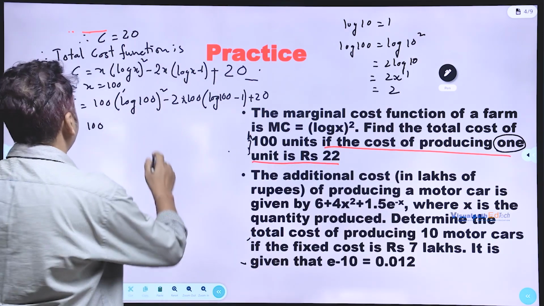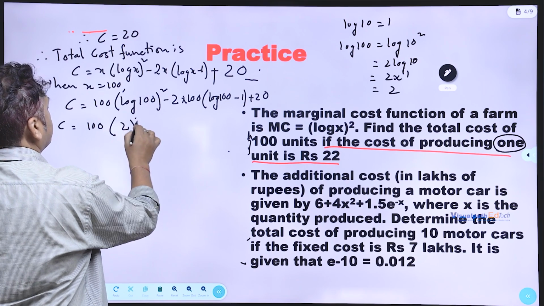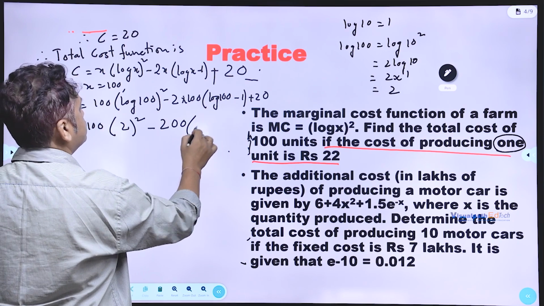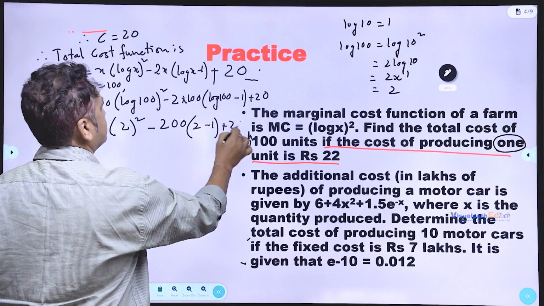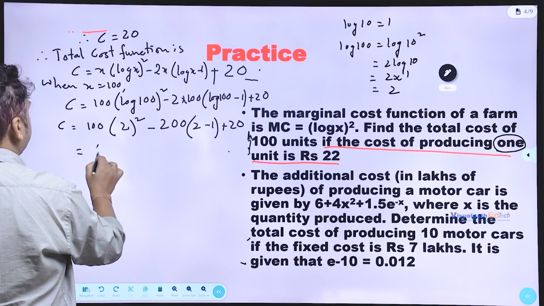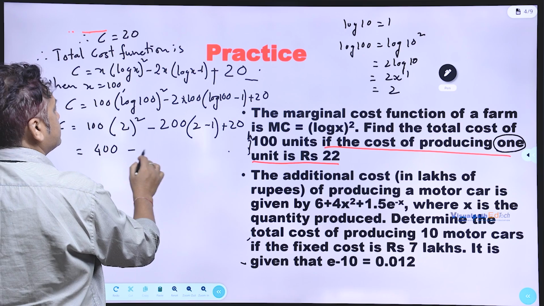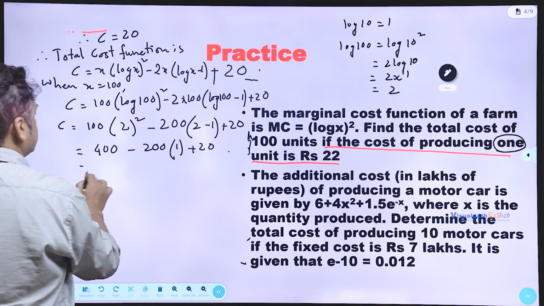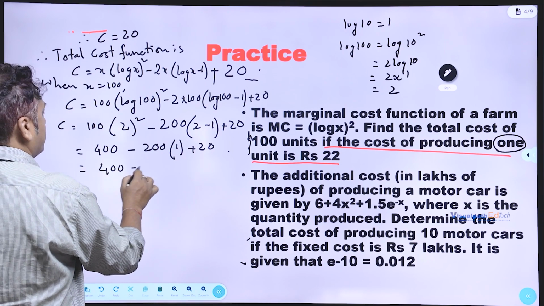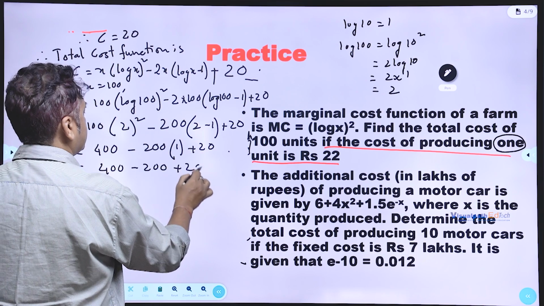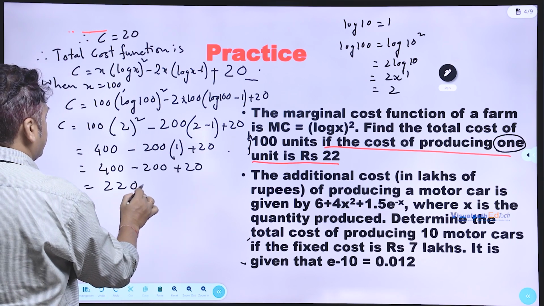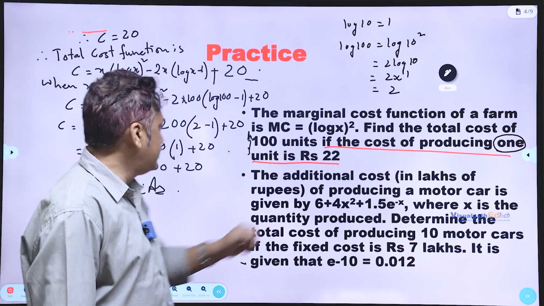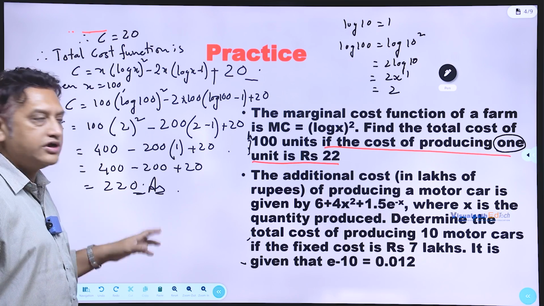Okay. So wherever we have log 100, we will write 2 square minus 200 into log 100 is 2 minus 1 plus 20. This is 400 minus 200 into 1 plus 20, which is 400 minus 200 plus 20. In other words, we will get 220. And that is your answer. So therefore, the total cost of 100 units will be 220.